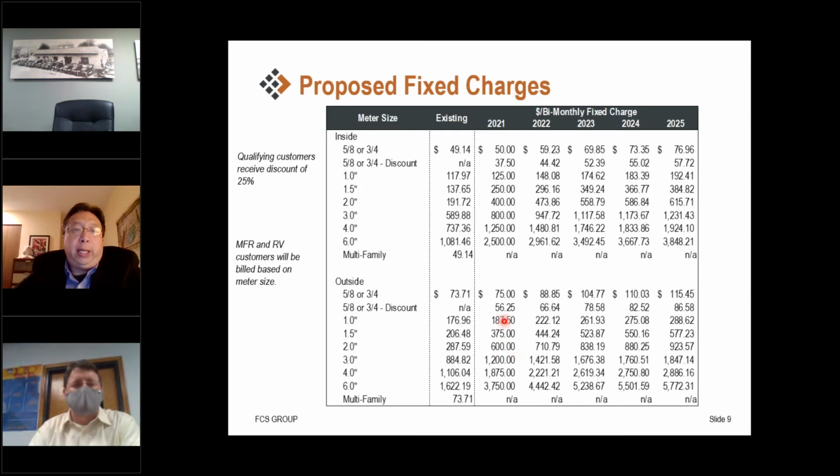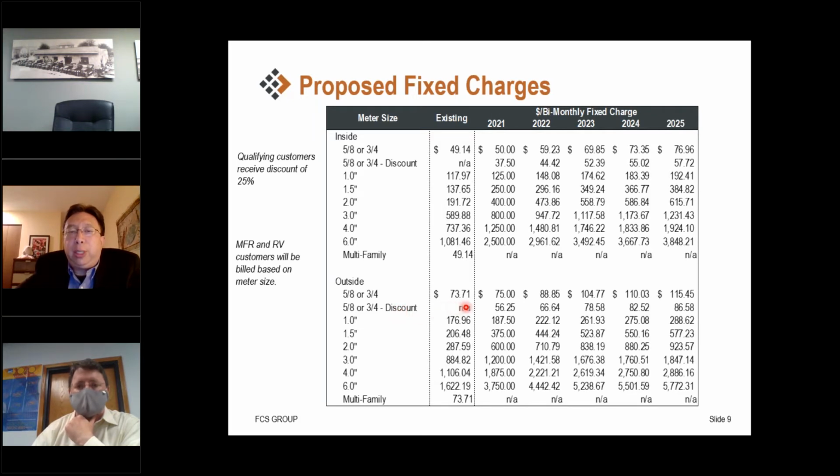So for the water rates that we're recommending, as you can see here in our existing water rates, we have a fixed charge that's based upon meter size, and it goes up by meter size. Multifamily customers right now receive a billing that is based upon the 5/8 or the 3/4 inch meter, regardless of what size meter may be serving their property. Outside customers have a 150% premium, and then you have a discount for qualifying individuals within your city.